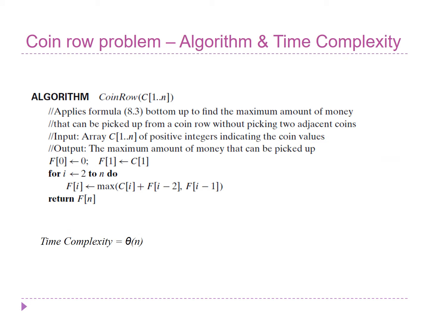Here is an algorithm for the coin-row problem. The algorithm receives an input array representing the row of coins as input. The array values are positive integers. The output of the algorithm is the maximum amount of money that could be picked up from this row of coins, considering the constraint of the coin-row problem.